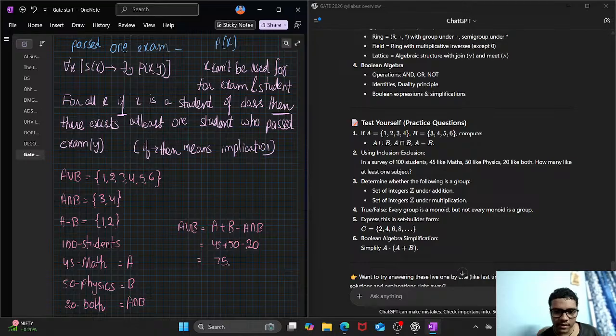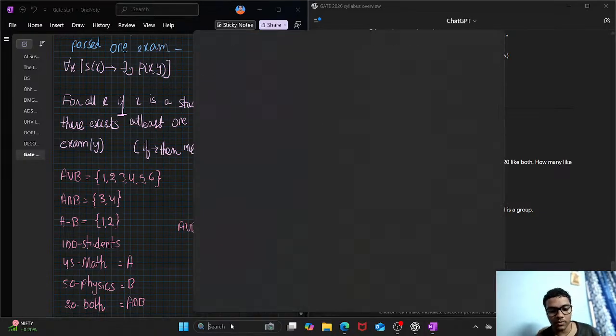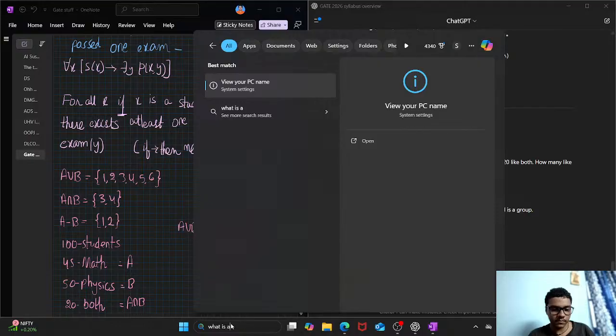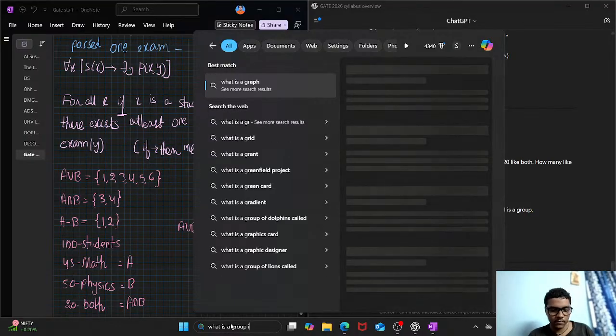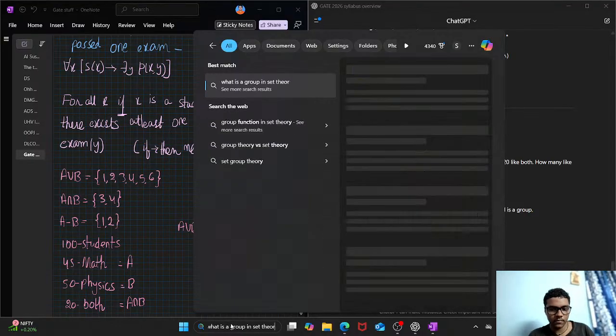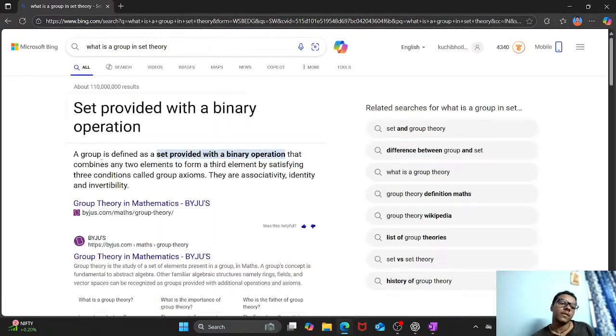Okay, 75 is the number of students who like at least one subject. I think that is determine what is a group in set theory. A group is defined as a set provided with a binary operation that combines.